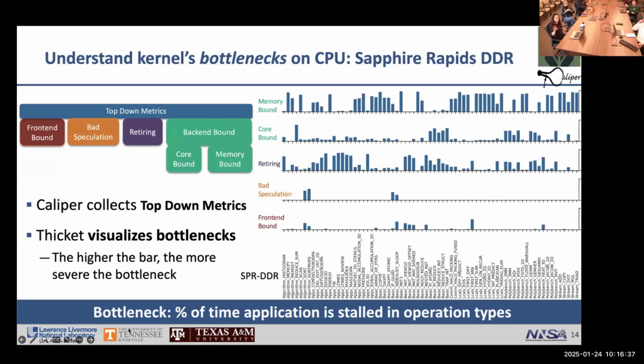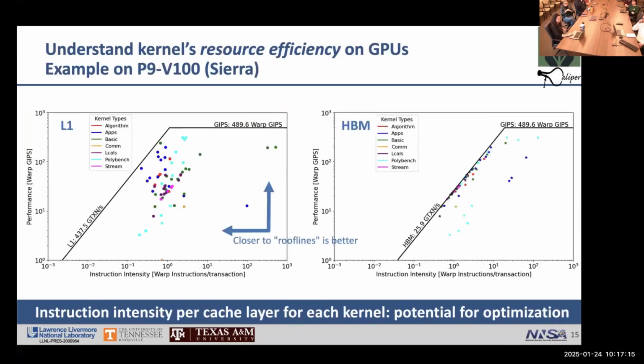On the right here, on the x-axis are all the kernels. Again, this is for the Sapphire Rapids with DDR memory. Then we see each of our bottlenecks on the y-axis. We broke this down into memory and core bound. Basically, the higher the bar, the more severe the bottleneck for that particular type. We see a lot of memory bound, which is the most common that we typically see, especially for HPC applications. So we were able to look at that and identify the bottleneck for each kernel.